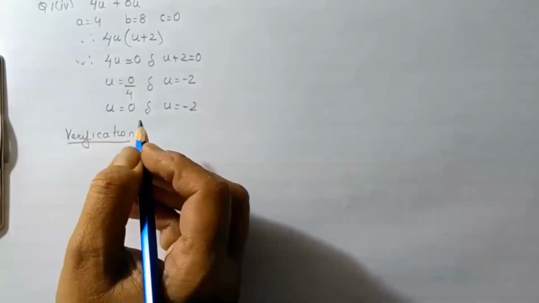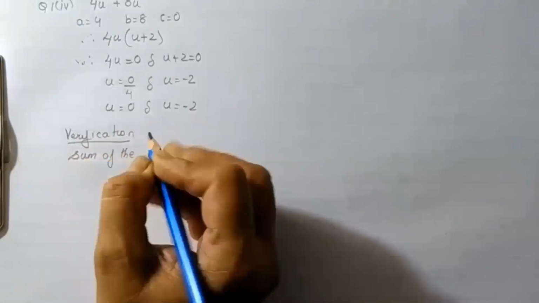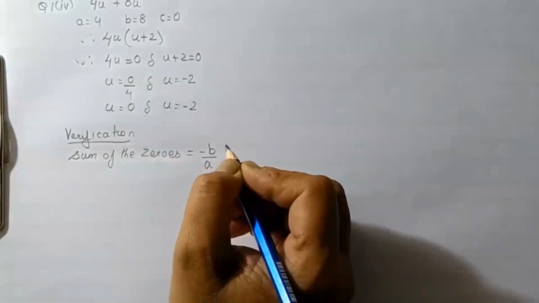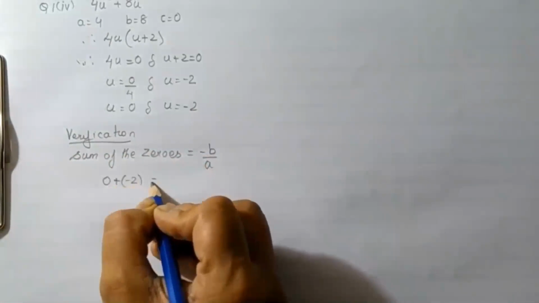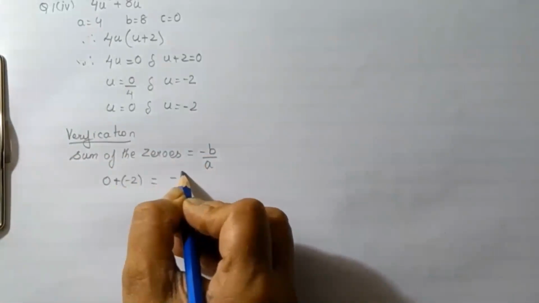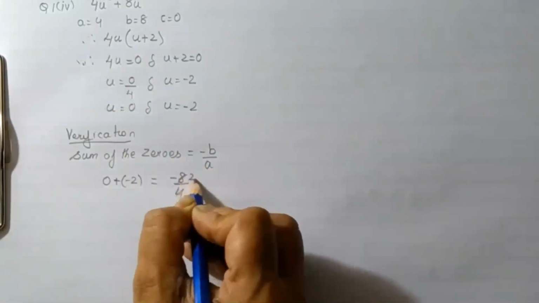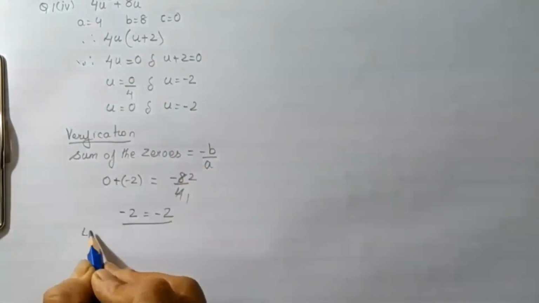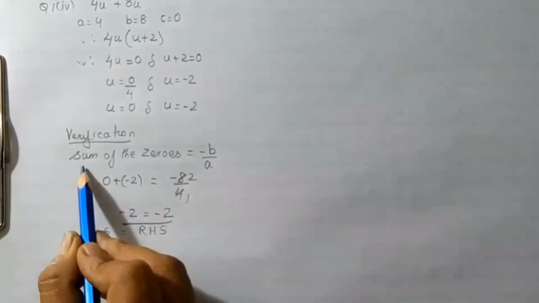Verification of the relationship alpha plus beta, that is the sum of the zeros, is equal to minus b upon a. The sum of the zeros is 0 plus minus 2, which is equal to minus b, that is minus 8, upon 4. Okay, so the answer will be minus 2 is equal to minus 2. And we get left hand side is equal to right hand side. Verified. Now the sum of the zeros is verified.